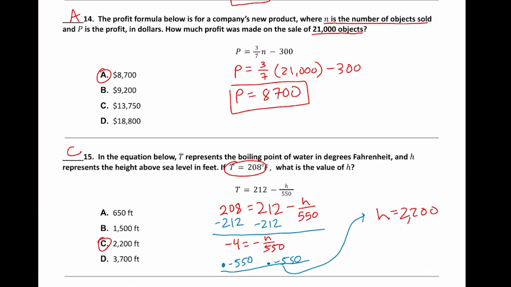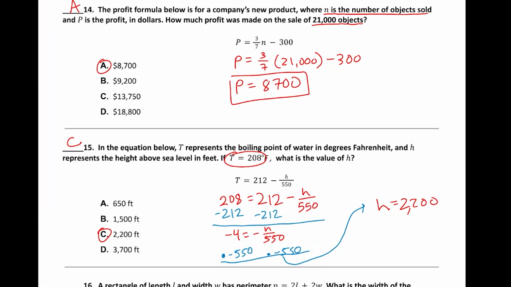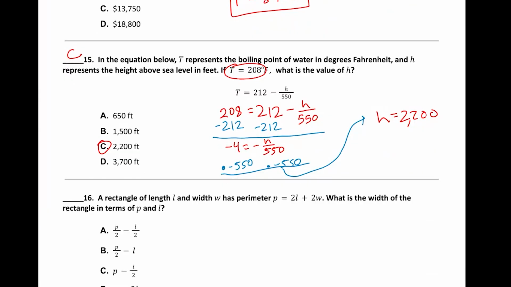C is our answer. Now, just like with the last one too, actually, I think the last one's easy enough where you're just typing in a calculator. This one has a little bit more going on here, but this is a problem where you could use the answer choices to your advantage and just plug each one into H and see which of those is going to add up to 208.